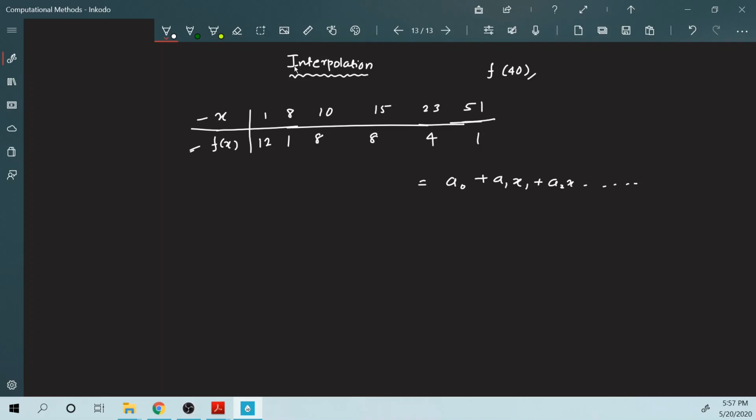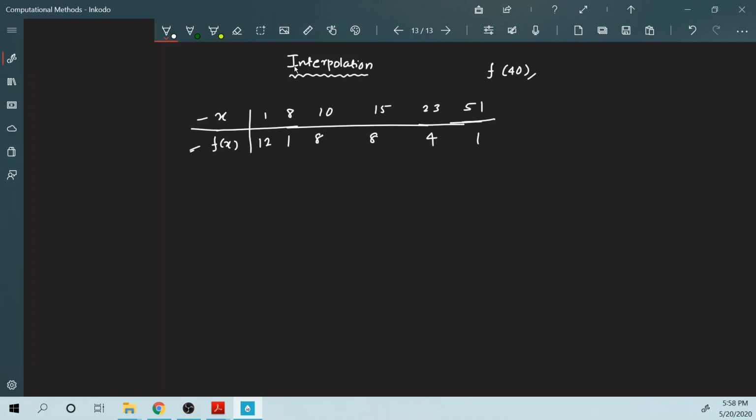This is a very important thing that you need to understand. There will be a lot of situations in your real life where you'll have sparse data and you'll have to find out the values in between. So what you're going to do is use interpolation.